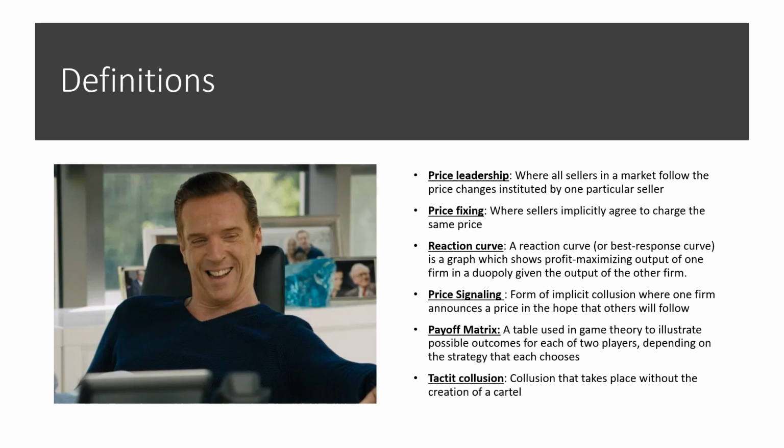But now, in order to understand this module fully, we'll just go through a few definitions. Price leadership. Price leadership is where all sellers in a market follow the price changes instituted by one particular seller. So in Nigeria, we used to see this in the cement industry. When Dangote reduces the price, all the other cement producers reduce their prices as well, and that's a form of price leadership. Price fixing is illegal in a lot of countries, and that's when all sellers in an oligopoly agree to charge the same price.